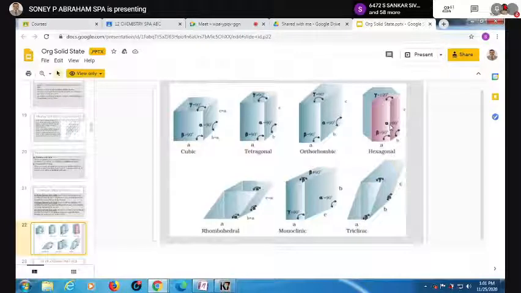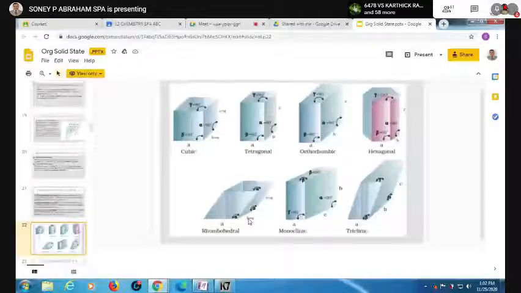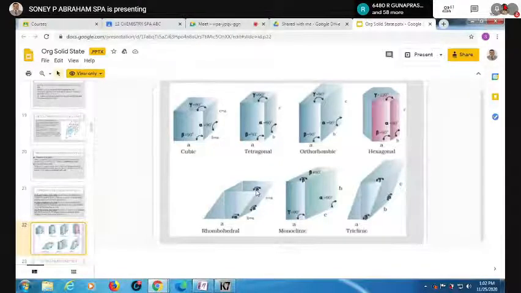This length will be different from A and B, and alpha and beta will be equal to 90, and gamma will be equal to 120. Okay, and rhombohedral is also known as trigonal, where all the edge lengths are equal. A will be equal to B, will be equal to C, and all the bond angles will be equal. Alpha, beta, and gamma are equal, but it will not be equal to 90.